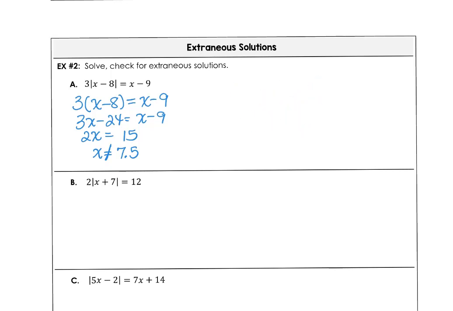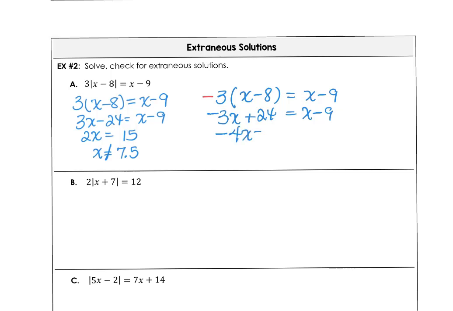But we've only investigated the positive number here. So we want to go back and look at the negative value. So what would the negative or the opposite of our left side be? In this case, if we have negative 3x plus 24 is x minus 9, and we get the x's alone, negative 4x is equal to negative 33, then x is 8.25.